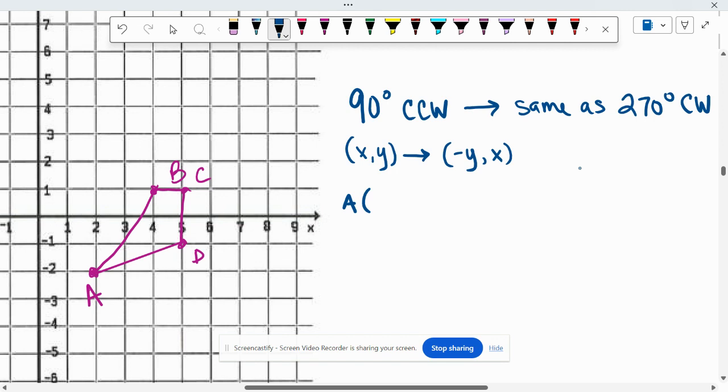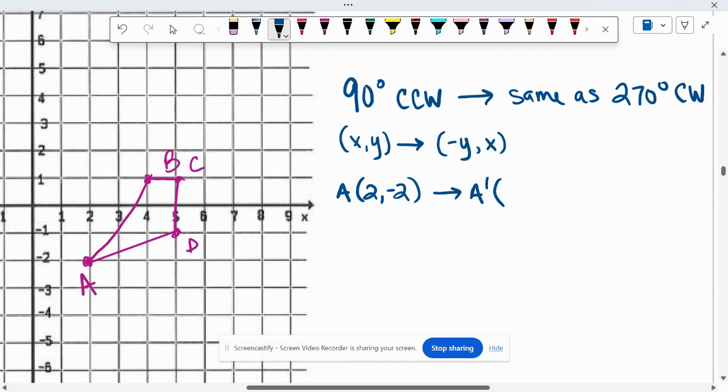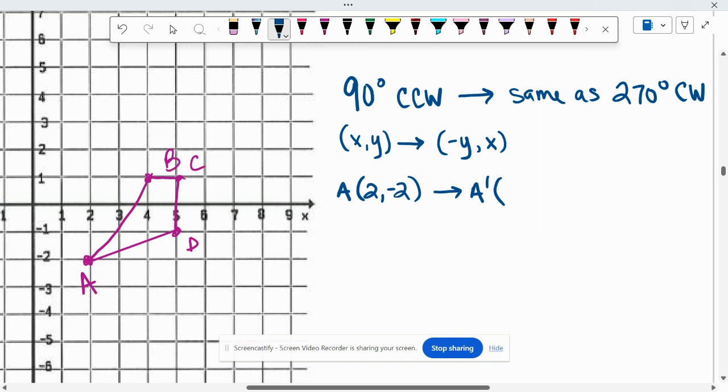Well, A is the ordered pair 2, -2. And so A prime transforms into, the y coordinate comes first and it has to be the opposite. The y coordinate comes first. So A is the ordered pair 2, -2, and I'm going to transform it. So I have to write the y coordinate first and it's the opposite. So what is the opposite of the current y coordinate? 2. And then x stays the same, 2.